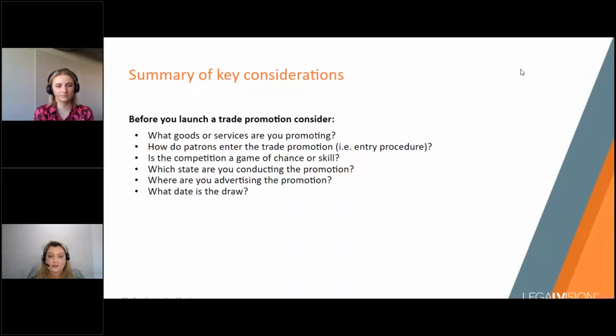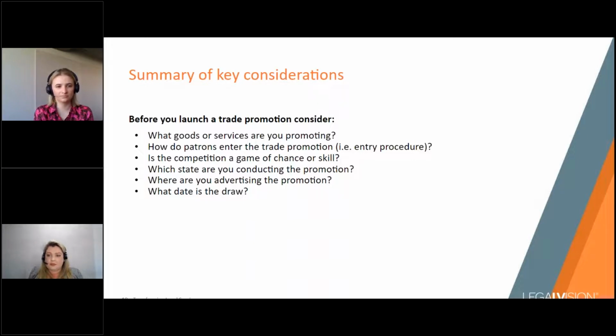What's the date of the draw? Look, this seems like a very simple question, but a lot of clients will come to us and say that they want to launch a trade promotion in a few days, but they haven't actually gone through the proper planning process. Our experience is to have a few months lead time at least to make sure that your trade promotion is compliant with the regulatory framework.